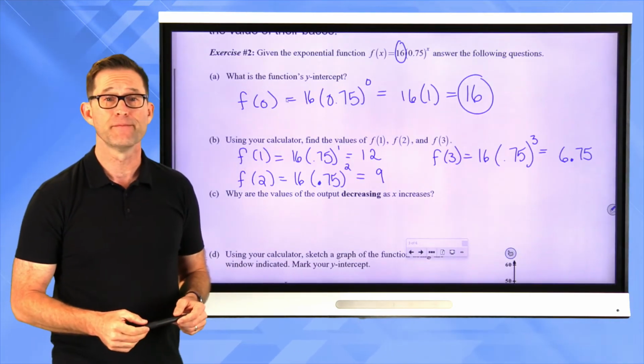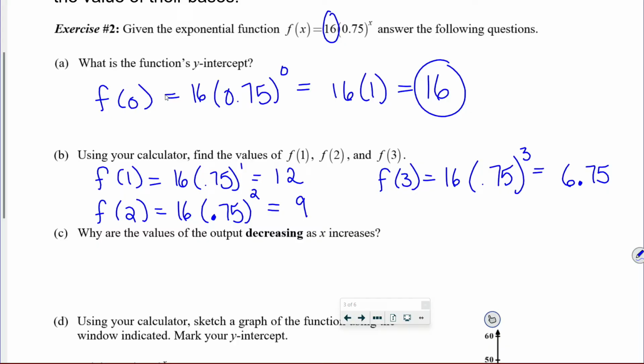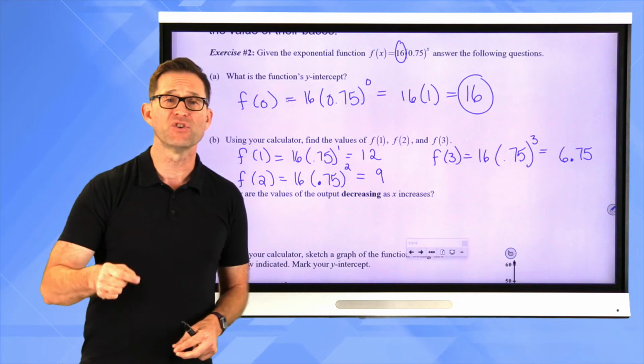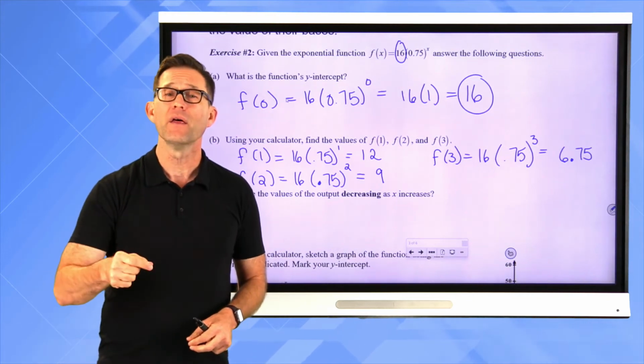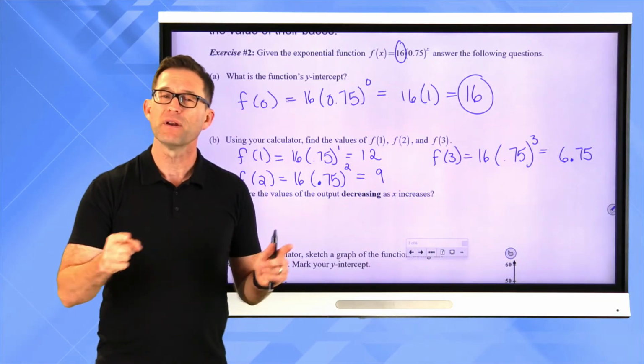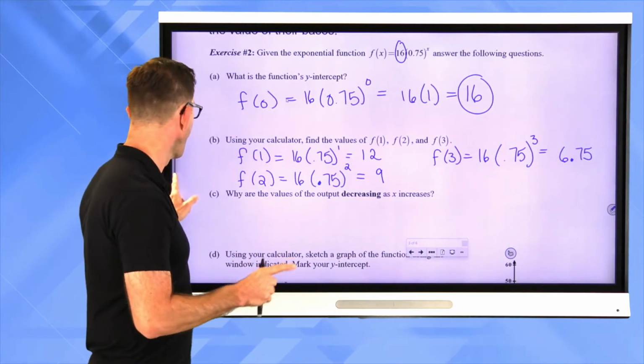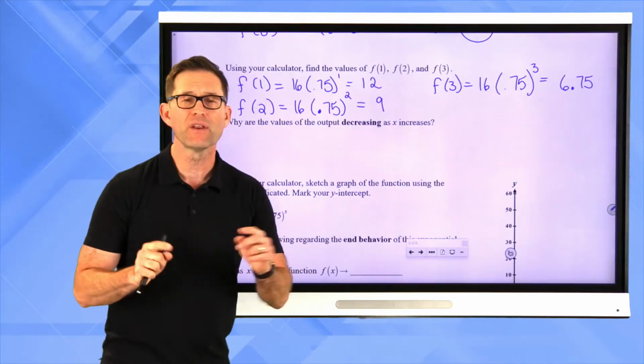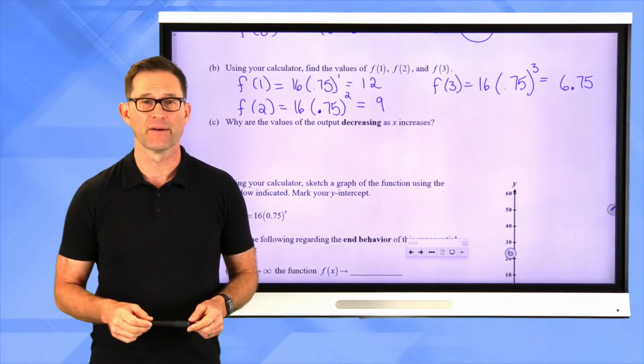letter C. Why are the values of the output decreasing as x increases? So in the last problem, when we were multiplying by 2 again and again and again, the values of the output increased as x increased, but here they're decreasing. Why is that? Pause the video now and see if you can write something down.